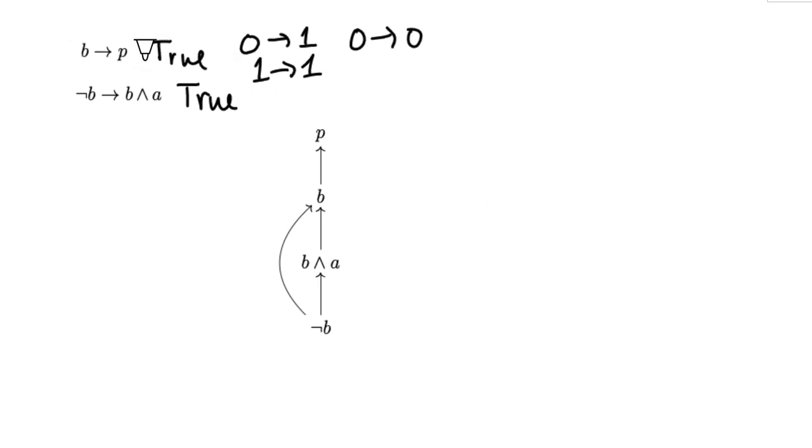Just saying that this conditional is true makes it so we can think about these things as being like subsets in a power set structure, like set containment. So B is a subset of P. We know that. We also know that not B will be a subset of B and A.